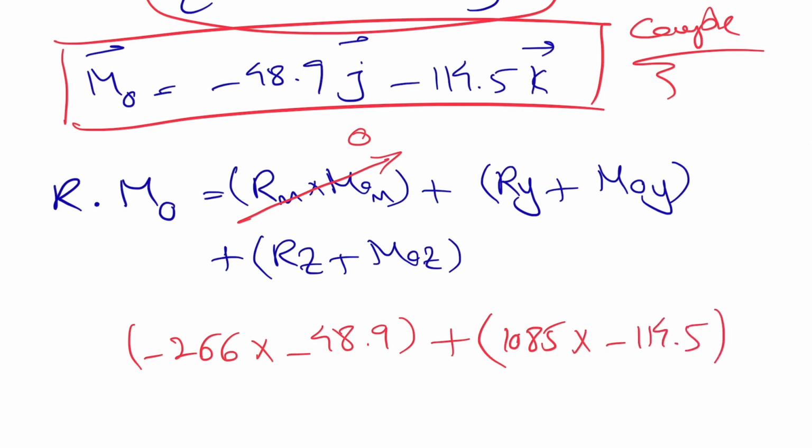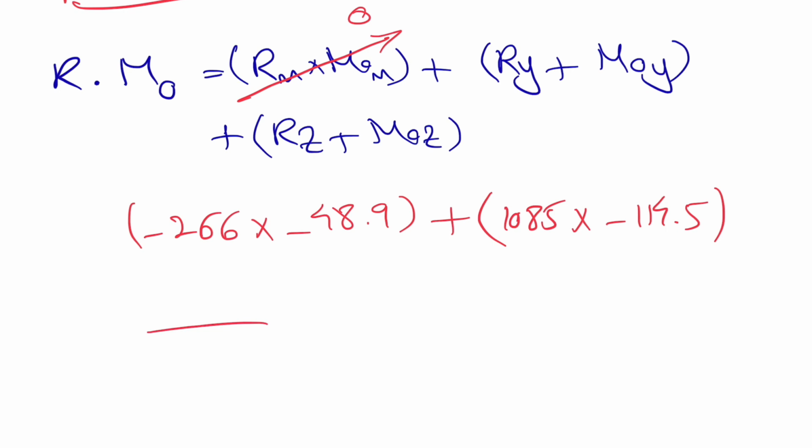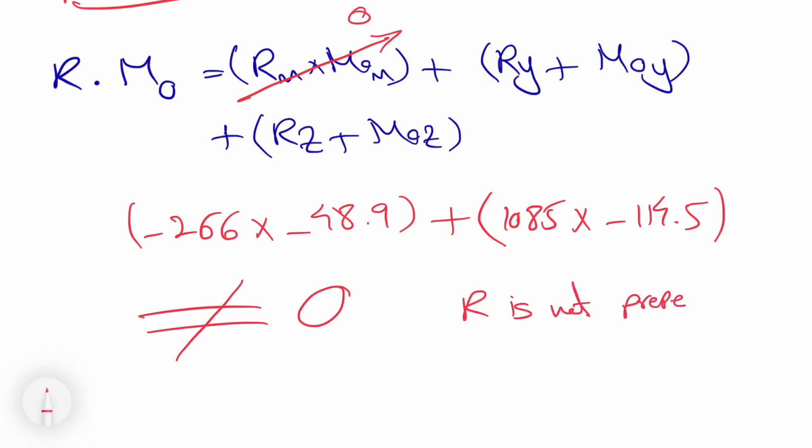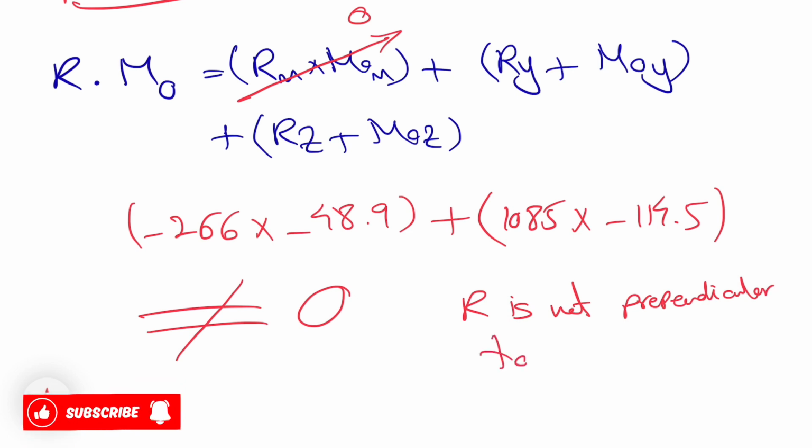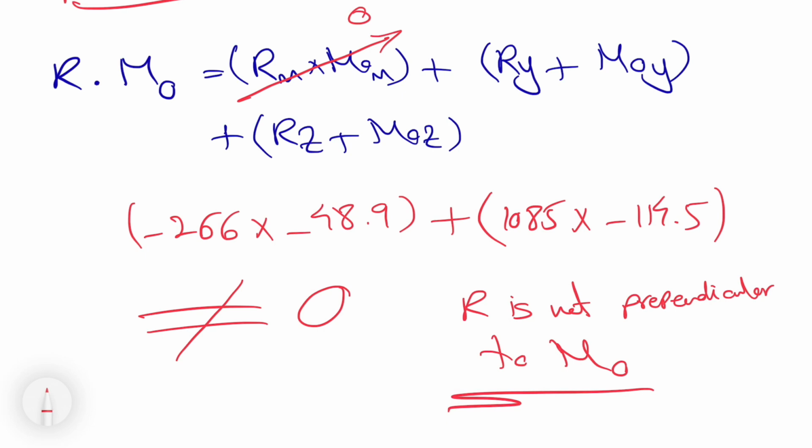And if we calculate this, we'll see that this is not equal to 0, which means R is not perpendicular to MO. And that would be the final answer for this question. You guys have a good one.